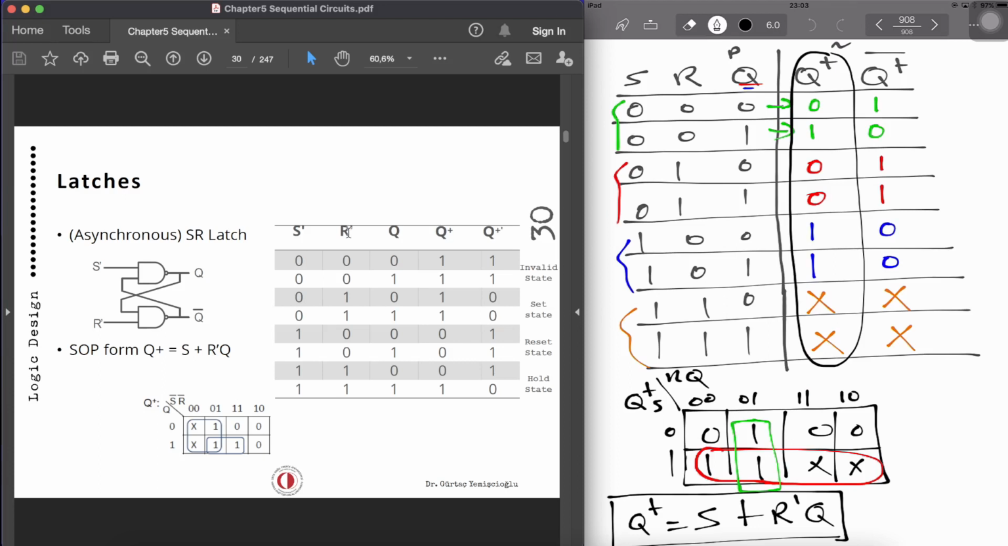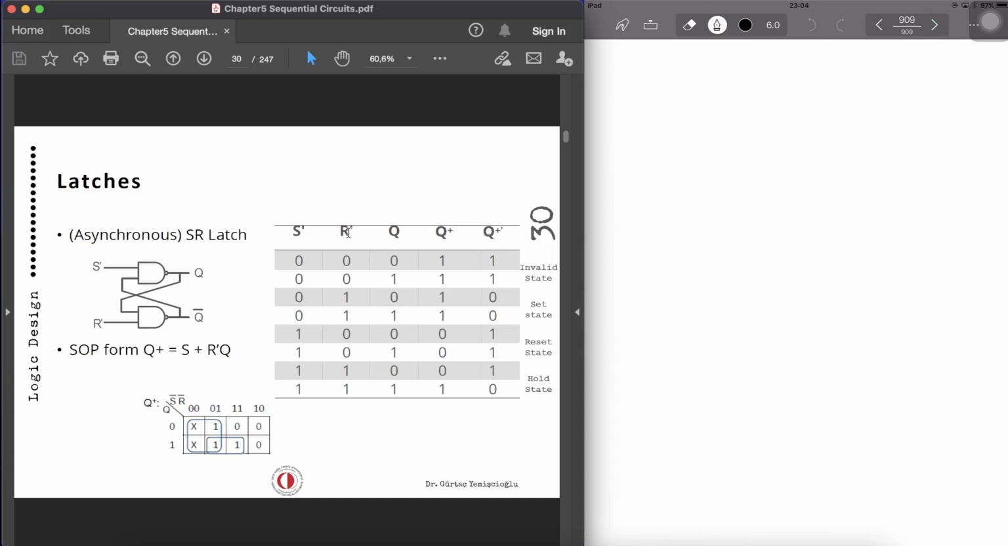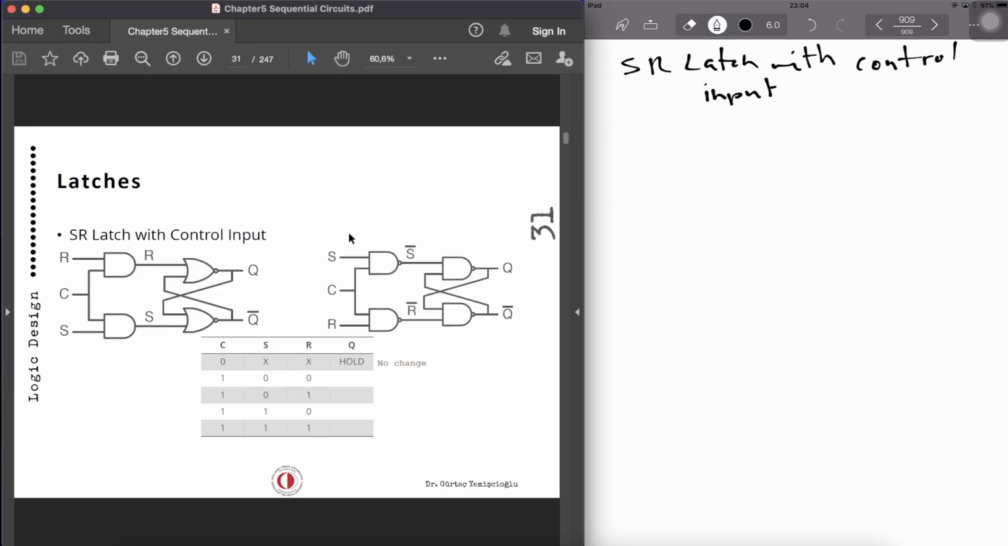Now, this invalid state will cause a problem, and the designers have tried to avoid this or modify the circuit so that we can get rid of that invalid state. One of the modifications that they have done was the SR latch with control input. Now, what is that control input? We still have the latch, but we also have a control input which is feeding the enable.